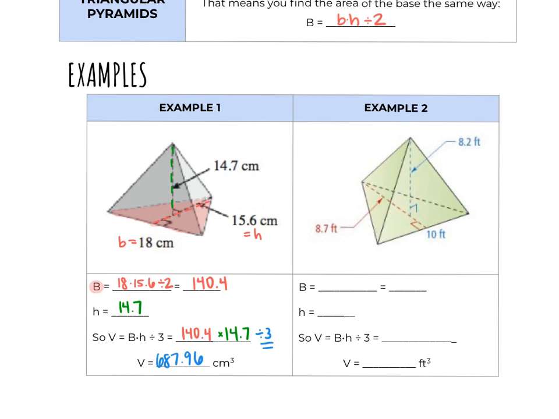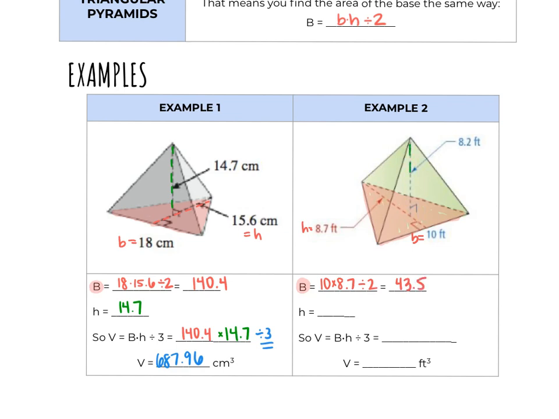Now let's look at example 2. Just like for example 1, the first thing you do is focus on finding the area of your base. We're still on triangular pyramids, so the base shape is a triangle, which means I find the area by doing base times height divided by 2. The base of this triangle is 10, and the height is 8.7. So I would be doing 10 times 8.7 divided by 2 since it's a triangle. So 10 times 8.7 divided by 2 gives me an area of 43.5.